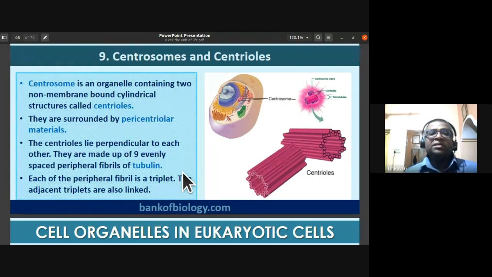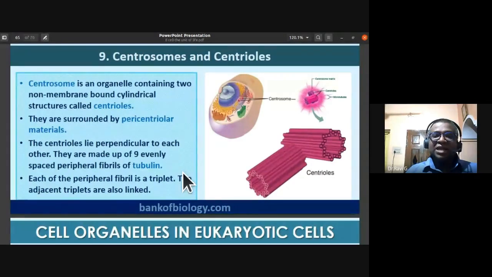So the centrosome is an organelle which contains two non-membrane bound cylindrical structures called centrioles. They don't have any membrane. The centrioles are arranged perpendicular to each other, and they are surrounded by pericentriolar materials.